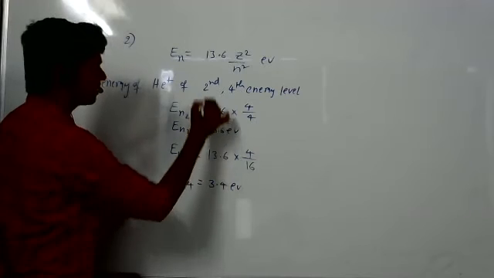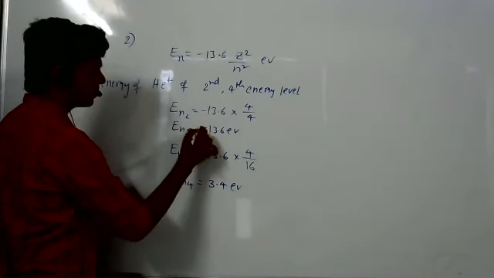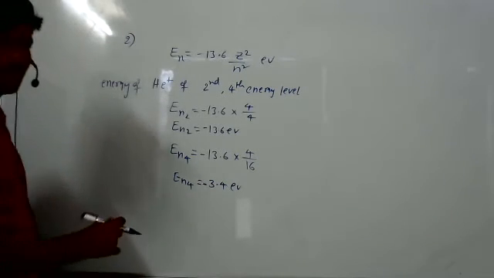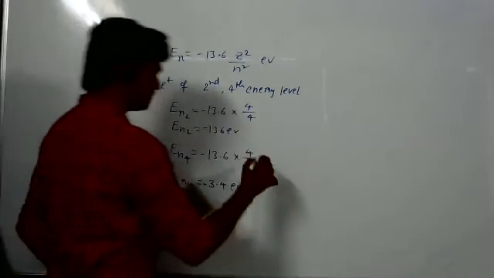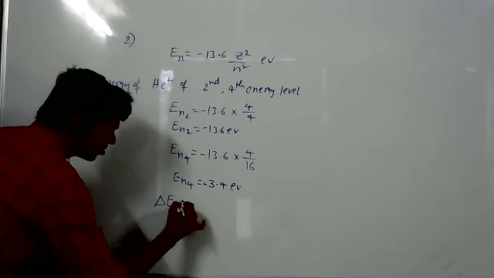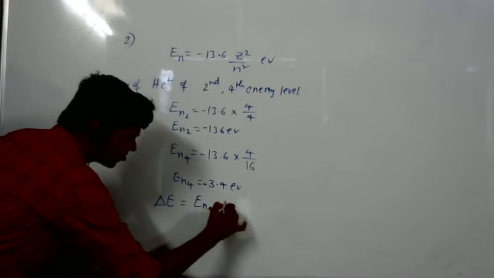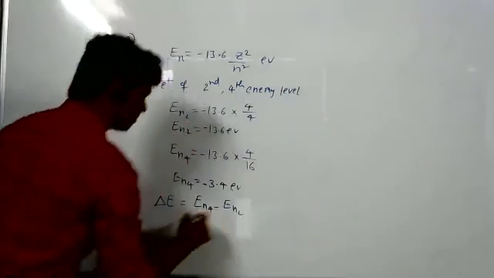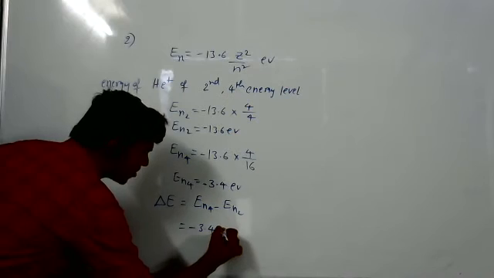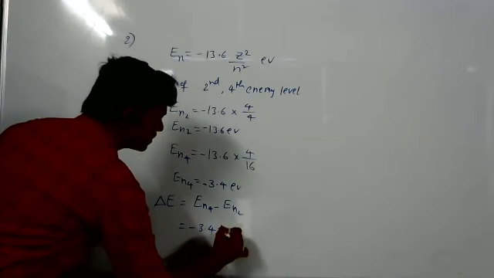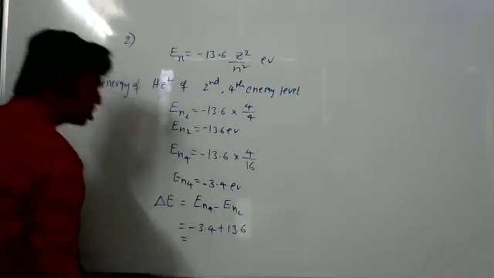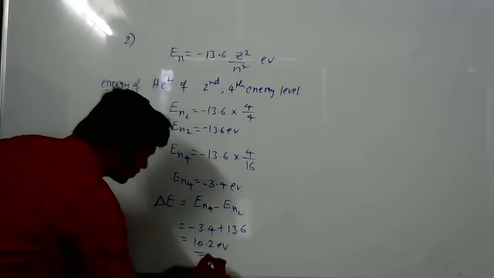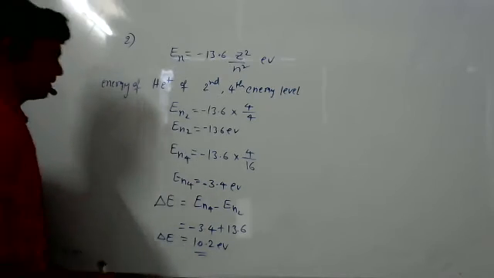Actually, we have to use a minus here. I forgot to give the minus sign. Now, the energy difference between the fourth energy level and the second energy level: delta E is equal to En4 minus En2. Minus 3.4 minus of minus becomes plus 13.6. How much? 10.2 electron volt. Delta E is equal to 10.2 electron volt.